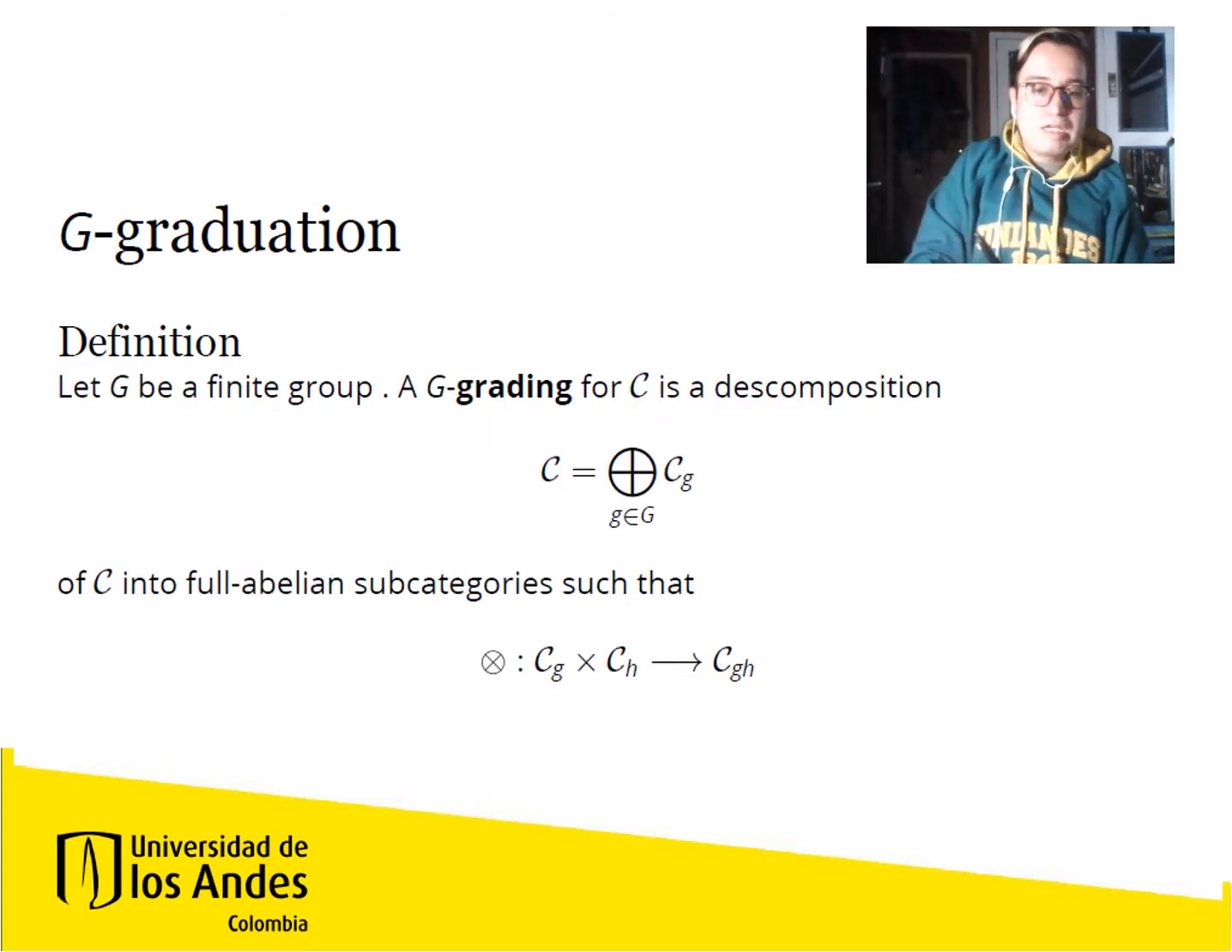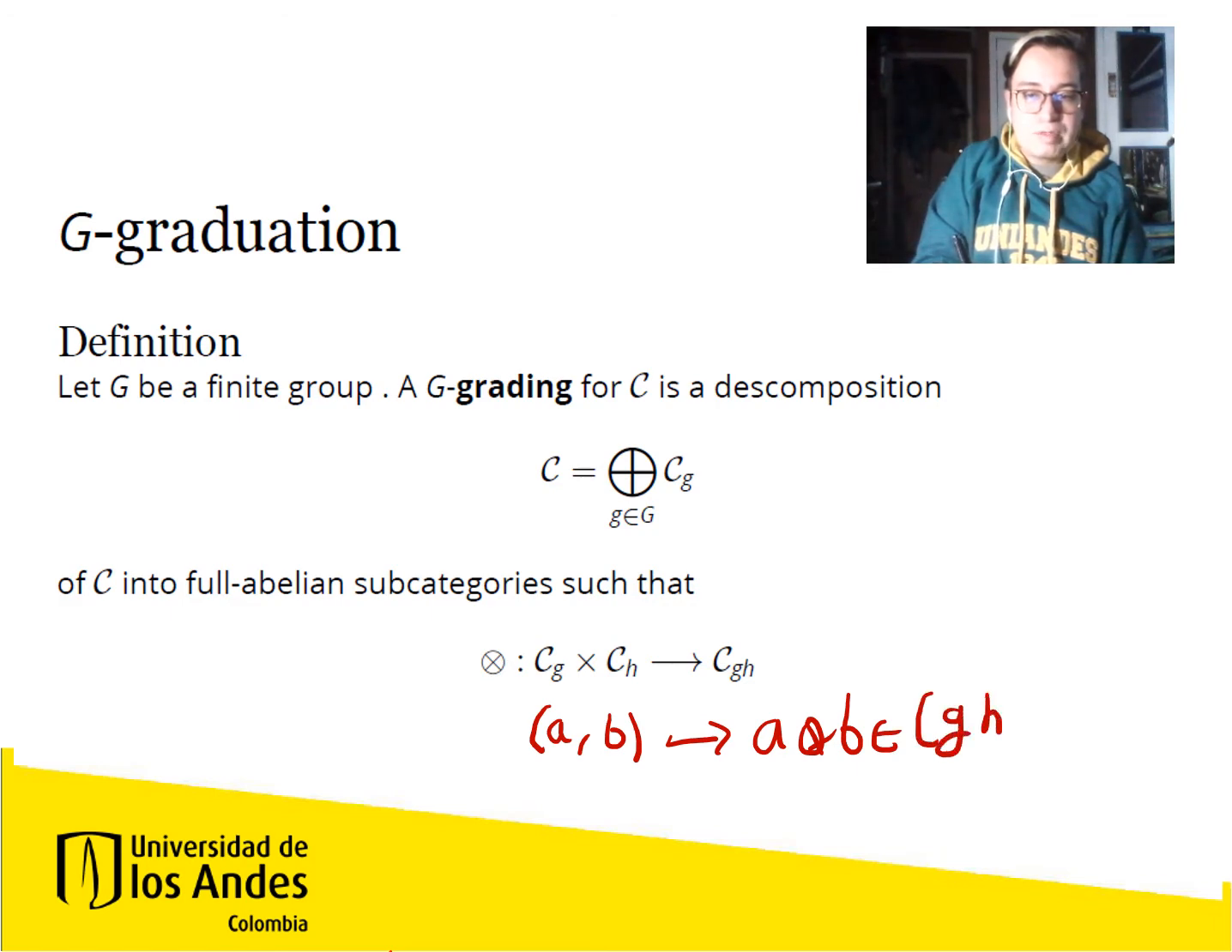Now I will need the concept of a G-graduation for a fusion category. When I have a finite group G, a G-grading for my fusion category is a decomposition of the category in terms of a direct sum like this, where I have the following. If I take the tensor product of two elements in two different graded components, the tensor product will be in the component graded by the product of the two elements of my group.